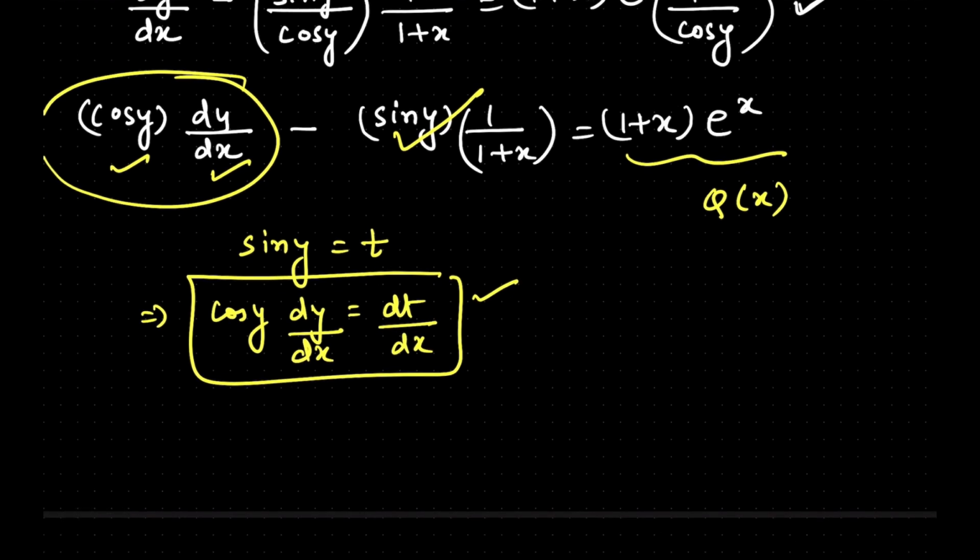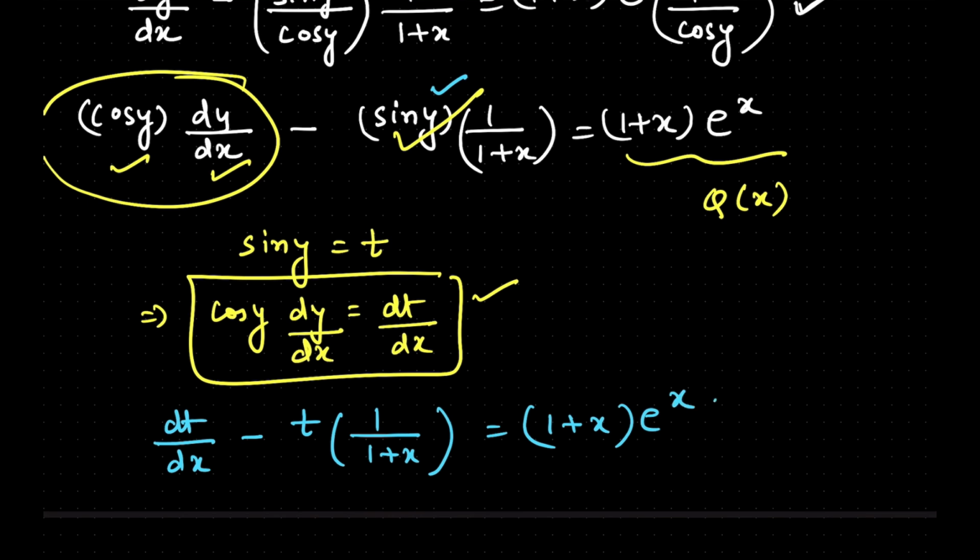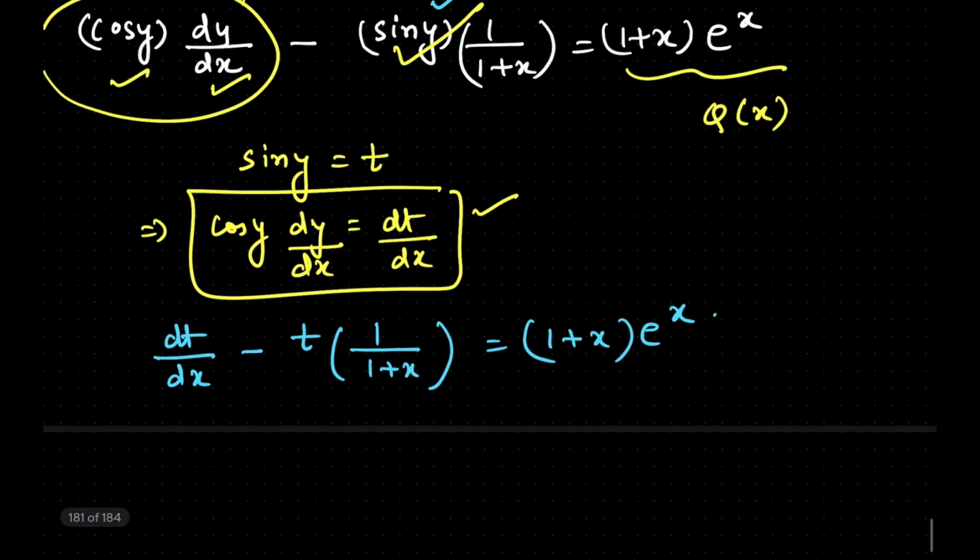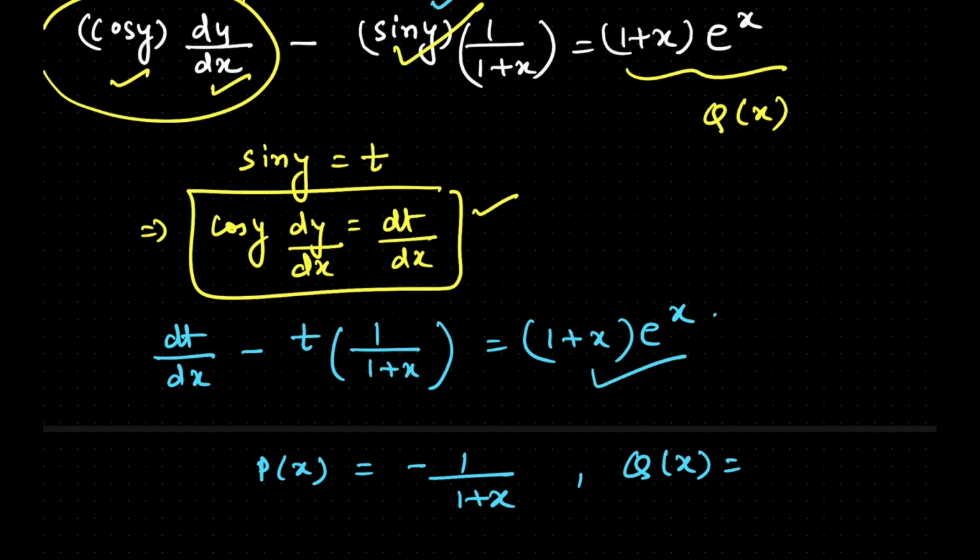So you can write dt by dx, then minus, in place of sin y you can write t, then 1 by 1 plus x, is equal to 1 plus x e to the power of x. So finally you can see that here your P(x) term is minus 1 by 1 plus x and your Q(x) is this term, that is 1 plus x into e to the power of x. So this is your Leibniz linear differential equation.